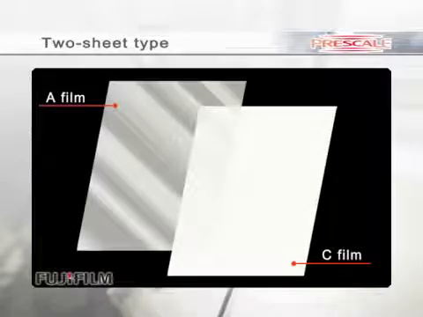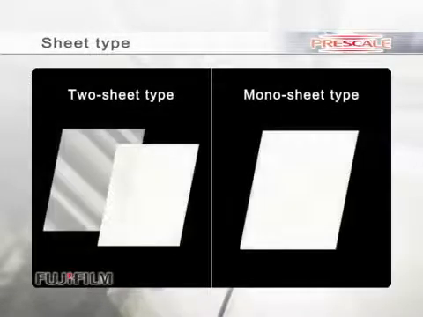There are two types of Prescale film. One is a two-sheet type for the pressure range between ultra-super low and medium, 29 psi to 7,250 psi. Another is mono-sheet type for the pressure range between medium and super high, 1,450 psi to 43,500 psi.